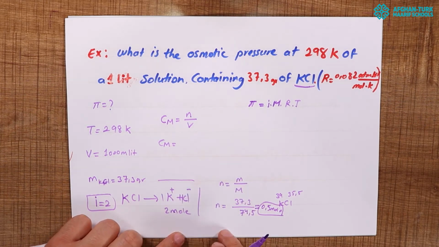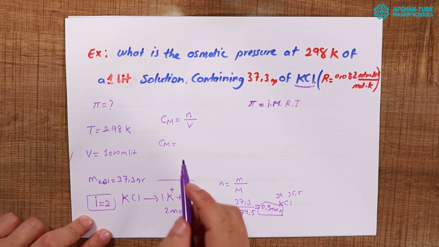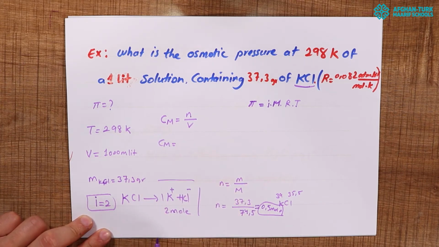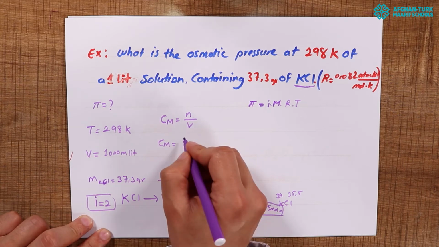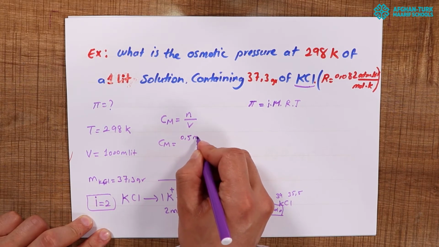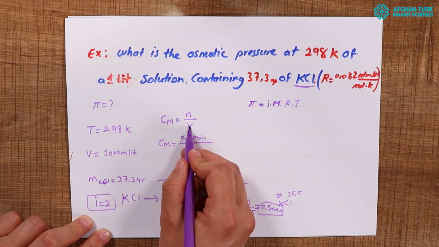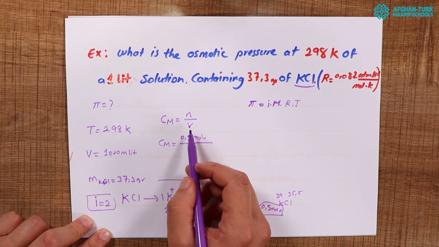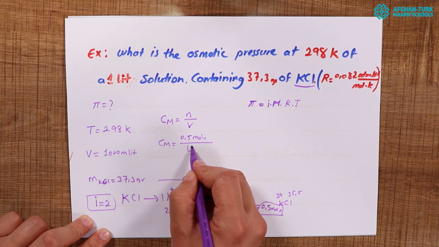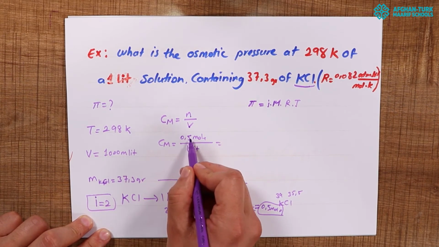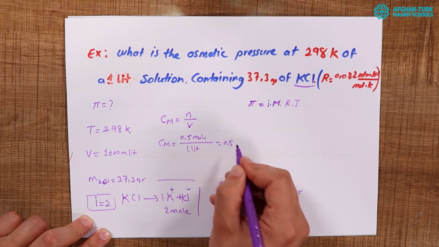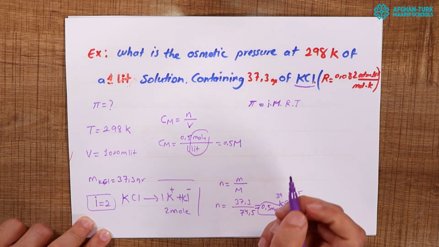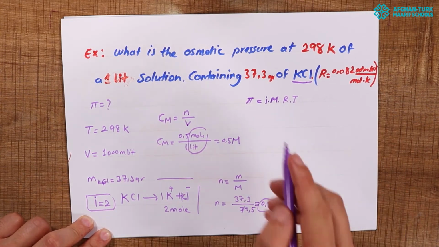Also, from this formula, the concentration of molarity is equal to moles over volume of the solution, we can find the molarity. What is the value of moles? We have 0.5 mole. Also, the volume of the solution gives us 1 liter. As you remember, the volume should be in liters. We have 1 liter. 0.5 divided by 1 is equal to 0.5. Mole divided by liter gives us what? Molar. Now we have all the values.